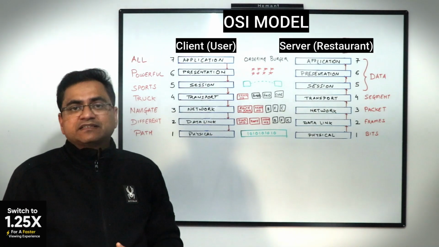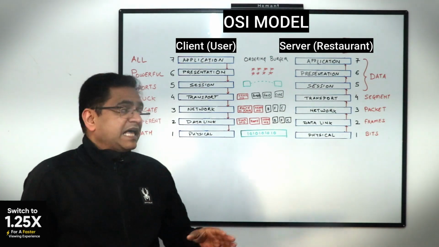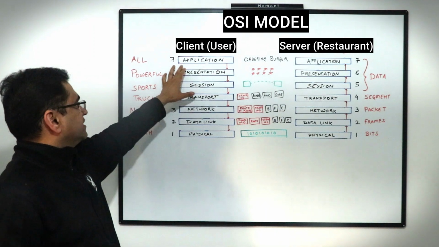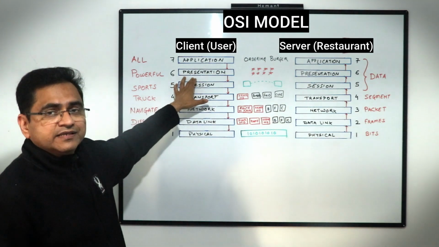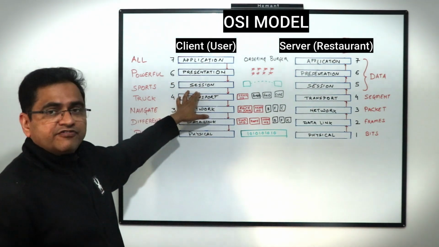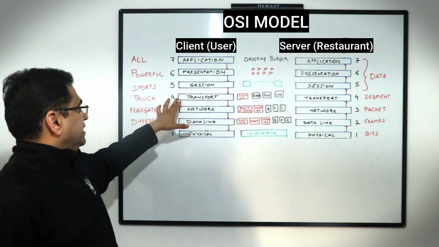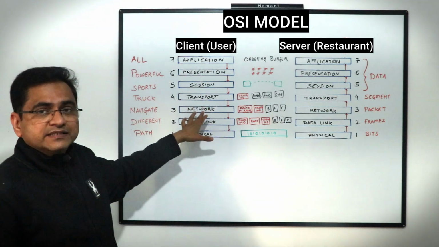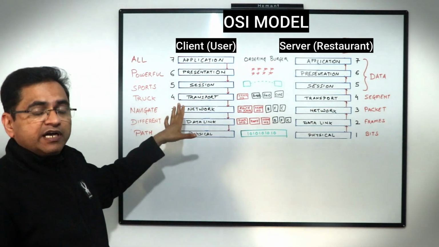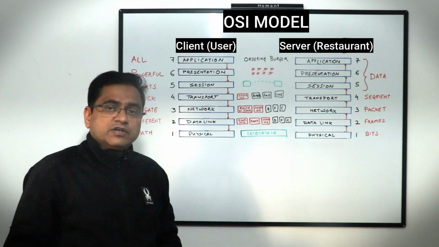Let's start with which are the 7 OSI layers. Starting with application, which comes on layer 7, then comes presentation on layer 6, session on layer 5, transport on layer 4, network on layer 3, data link on layer 2, and finally physical on layer 1.